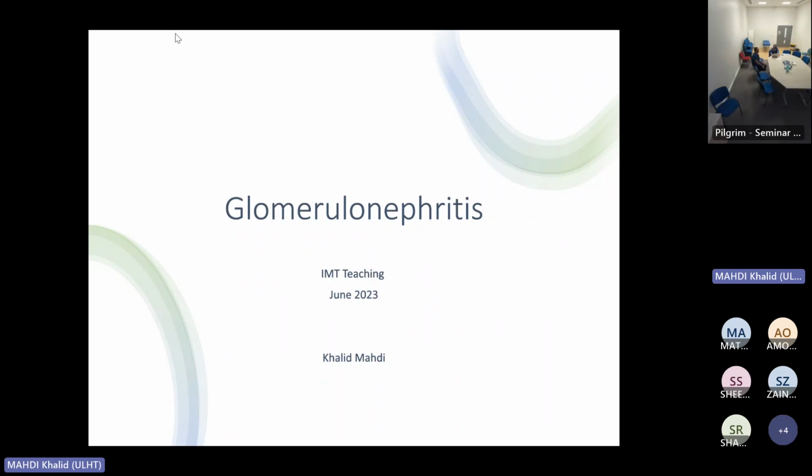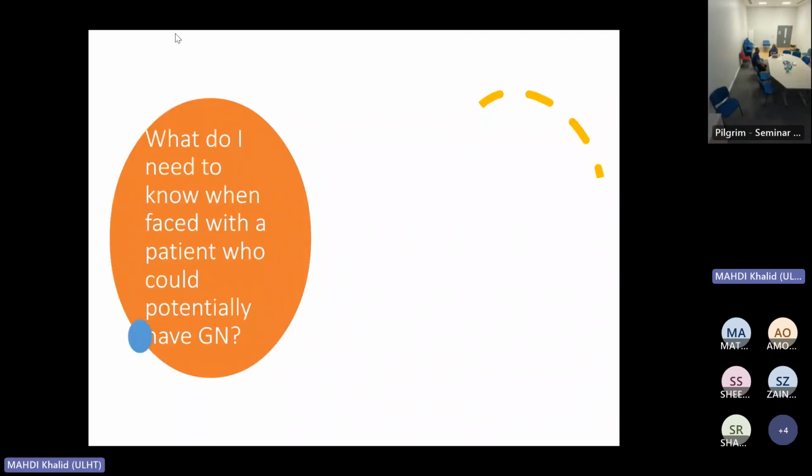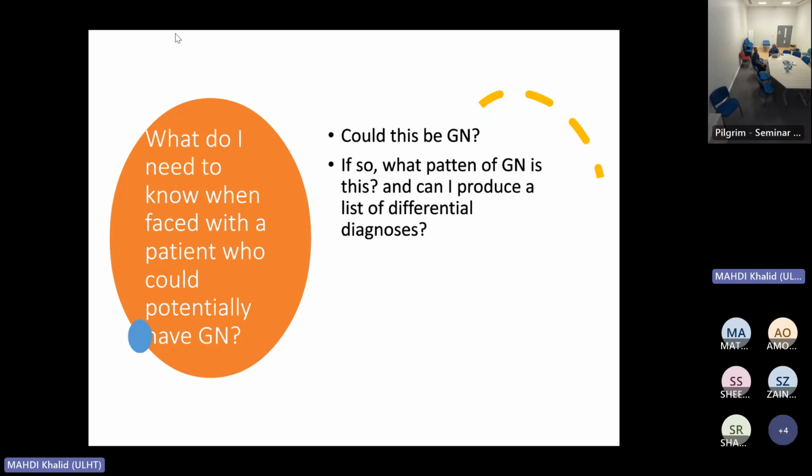So we'll try and talk about glomerulonephritis. It's a big topic. Why do you need to know about it? Because you need to be able to say, could this be GN? If so, what pattern of GN is it? You might tell it's a GN, but you need to understand the significance of this finding. I don't expect you in the assessment unit to make a diagnosis. I don't expect myself to make a diagnosis there. Finding a diagnosis is not easy.